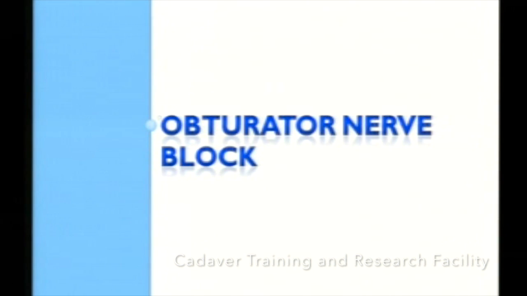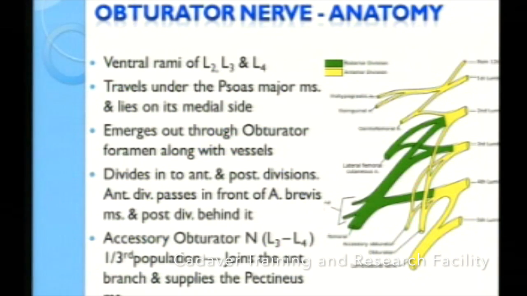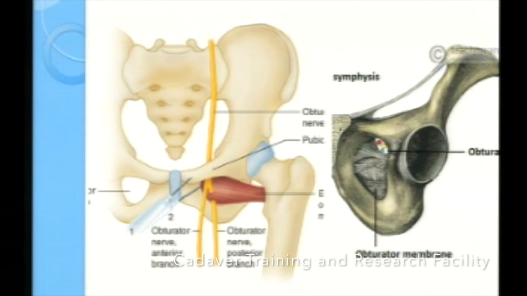The next block is the obturator nerve block. As we know, the obturator nerve arises from the ventral rami of the lumbar plexus L2, 3, 4, and it travels under the psoas major muscle and lies on the medial side of this muscle. So, this is the obturator nerve which arises from L2, 3, 4, and here the psoas muscle is present.